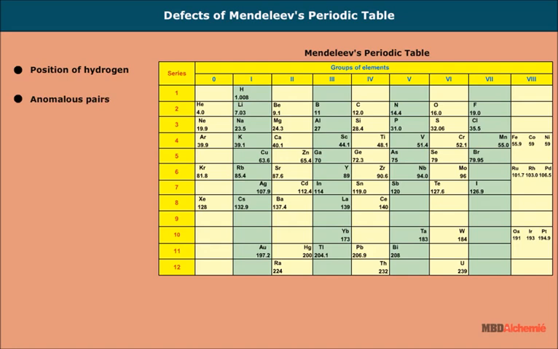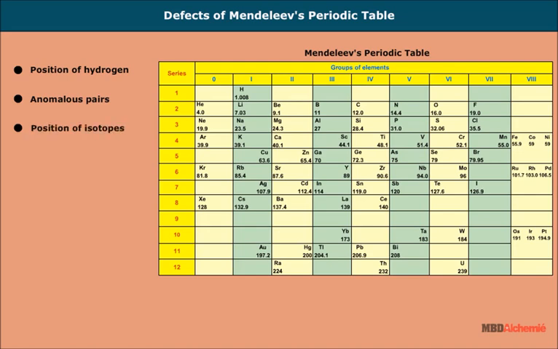Anomalous pairs. Mendeleev placed elements according to similarities in their properties and not in increasing order of their atomic masses. For example, argon, Ar, atomic mass 39.9.